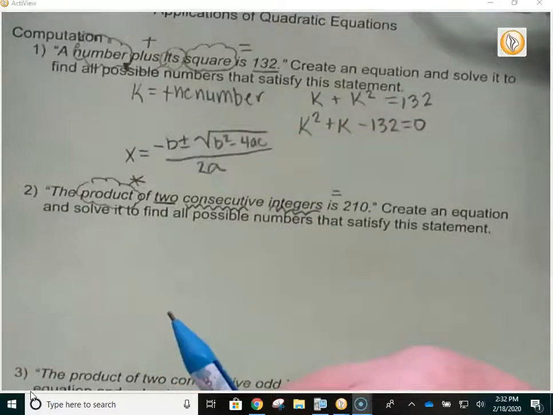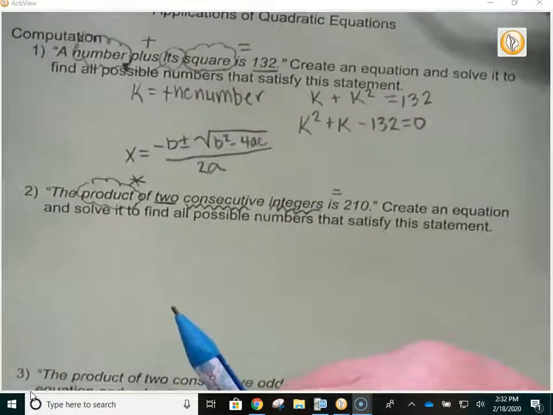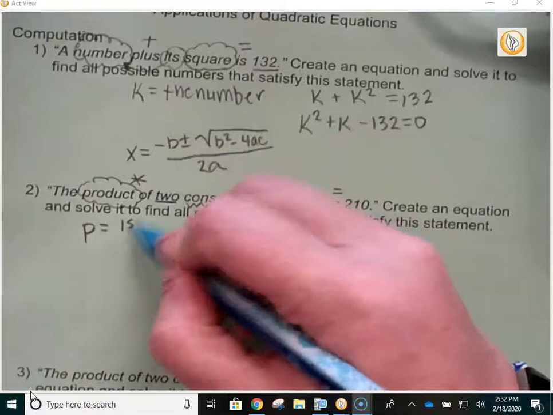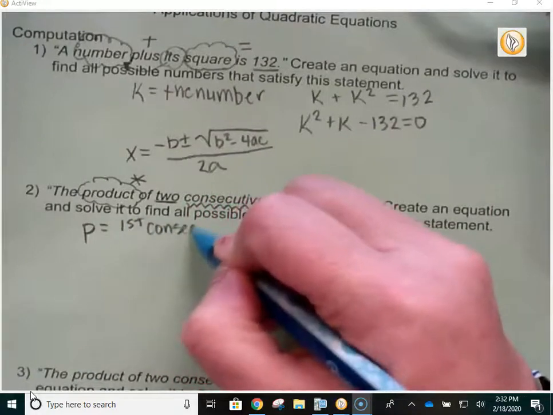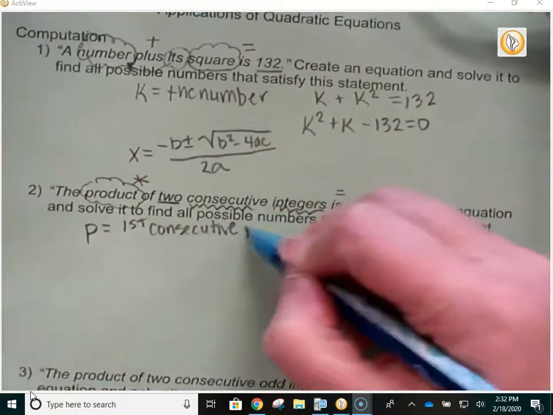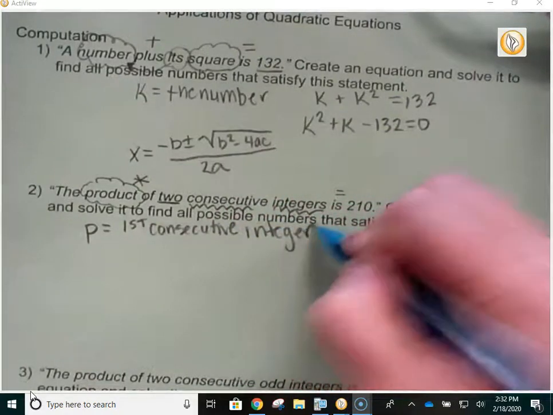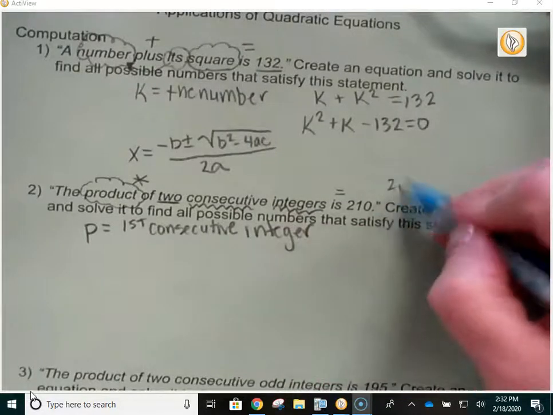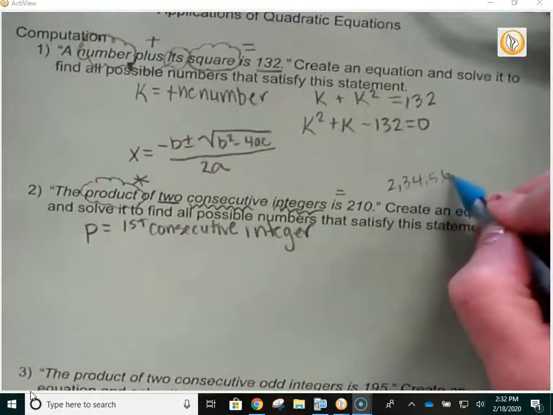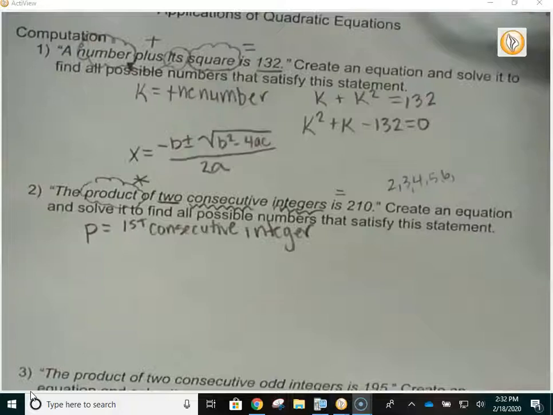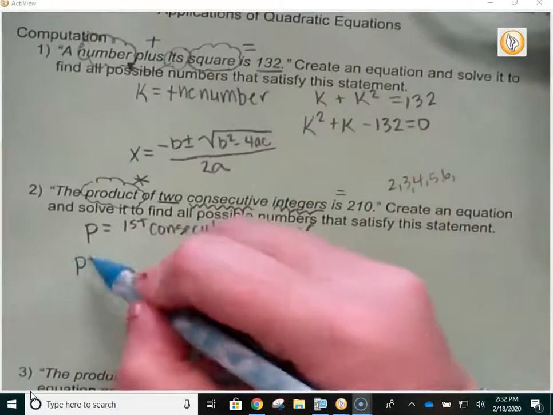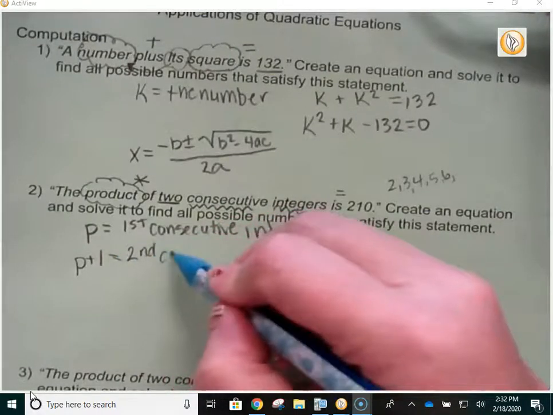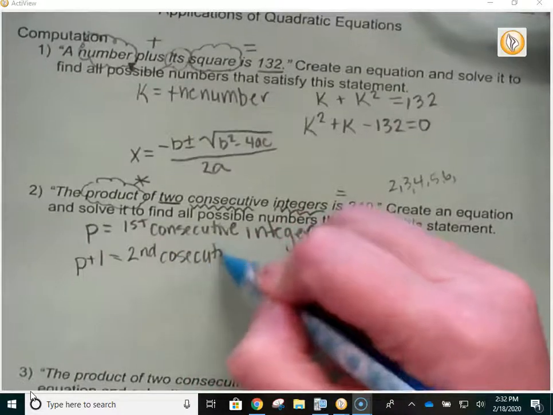So the hardest part we have to do is figure out what our variable is going to be. And since I said figure out, I think we'll use p. P is our first consecutive integer. Now, don't be like my other classes and tell me that q is the next consecutive one, but rather think about your consecutive integers. 2, 3, 4, 5, 6, 7. What do I do from one number to get to the next? Well, you add 1. So if the first one is p, then the next one's p plus 1. So that's our second consecutive integer.